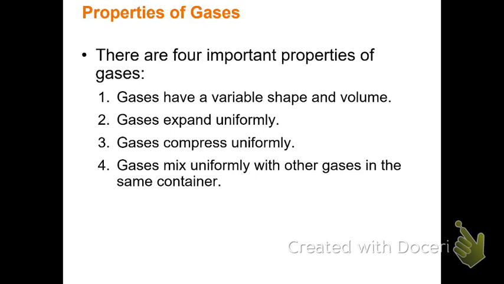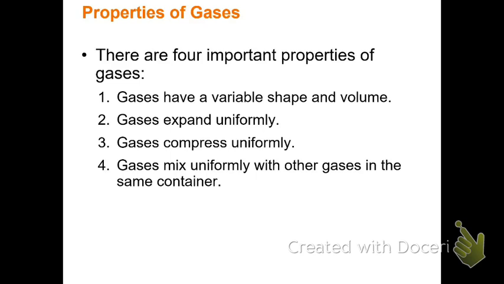Okay, so there are four important properties that you need to learn for this chapter. The first one is that gases have a variable shape and volume, which makes a lot of sense. So if you put a gas in a container, that gas will take the shape of that container, which is actually similar to liquid. When you put a liquid in a soda can or some kind of bottle, it will take the shape of the bottle.